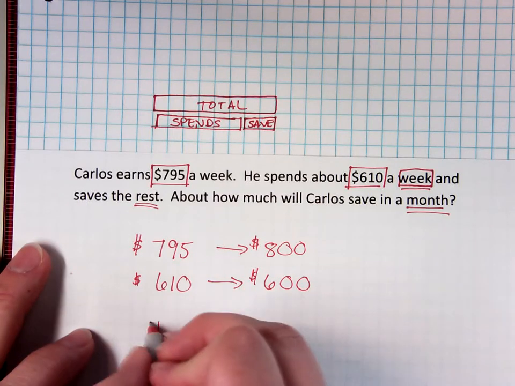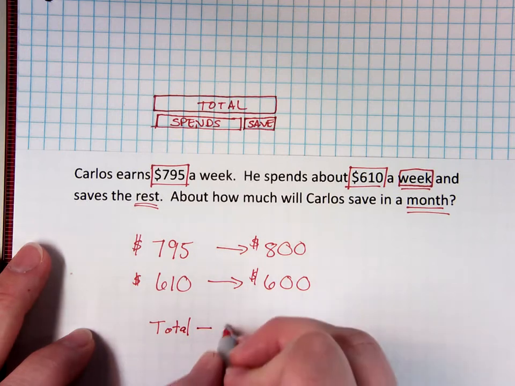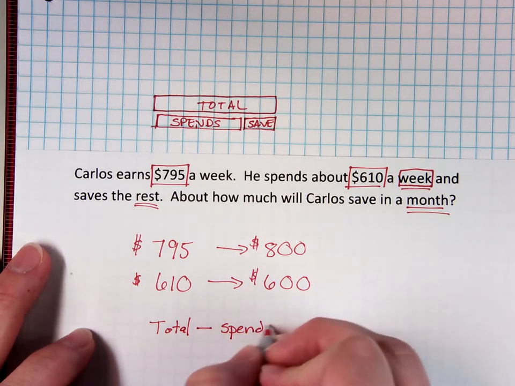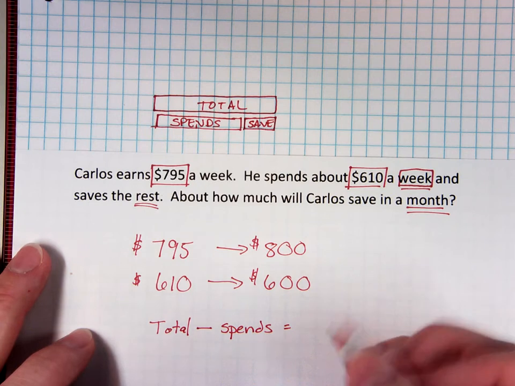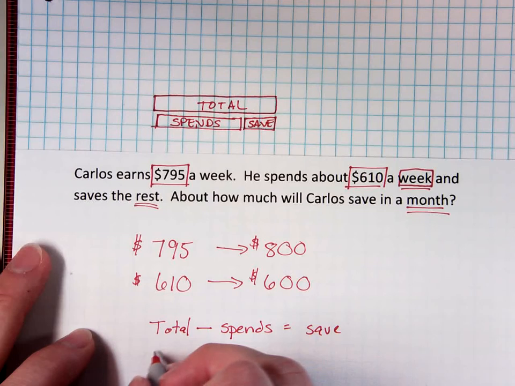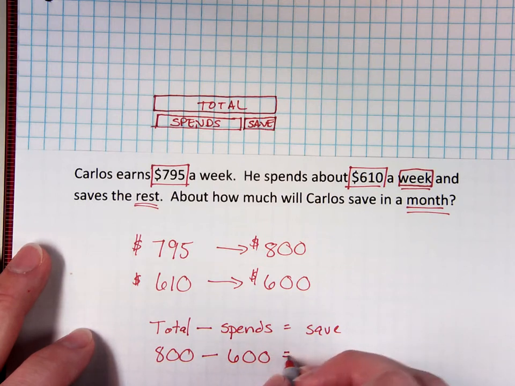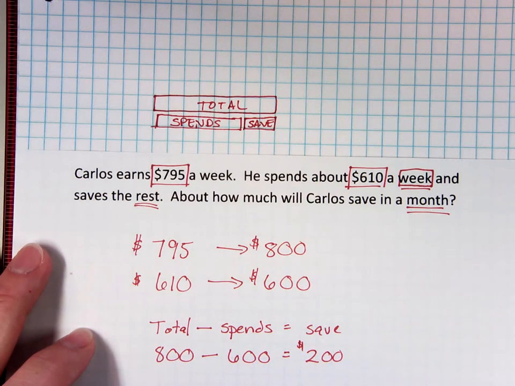We're going to take the total minus what he spends, and that should leave us with what is left. That's what he's saving. So an approximation is $800 minus $600 equals $200. This is what he's saving. But are we done with the problem? No, because this is per week.